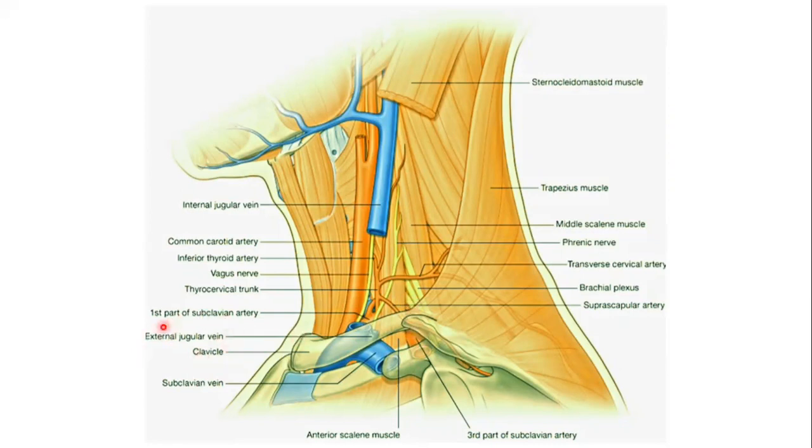And then there is the external jugular vein. You could see here it's going up first. This is the external jugular vein. So one very important vein identified here is the external jugular vein, and the most important part is the third part of the subclavian artery. The subclavian artery gives its name to the subclavian triangle.